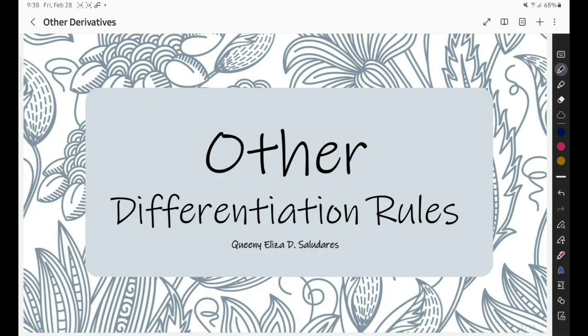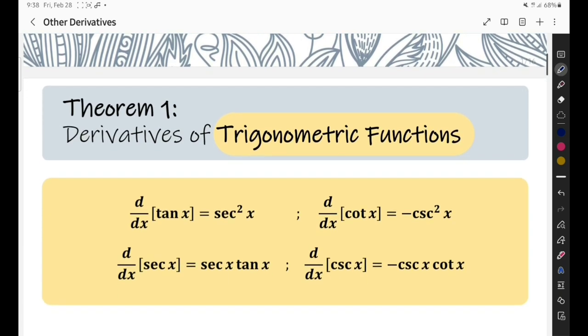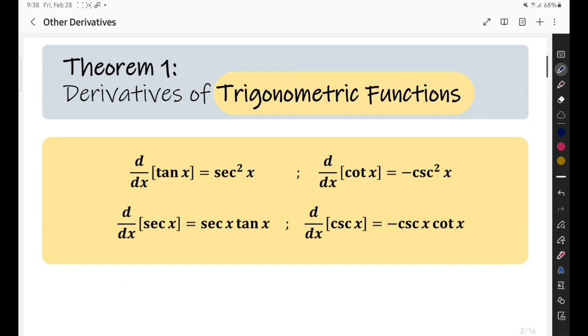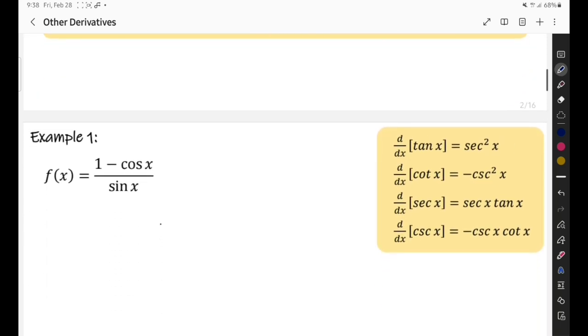Okay, so for our topic, we have other differentiation rules. All right, so let's start with the first theorem, the derivatives of the other trigonometric functions. We have here the derivatives for the tangent, secant, cotangent, and cosecant. Now, to apply these derivatives, let's look into some examples.